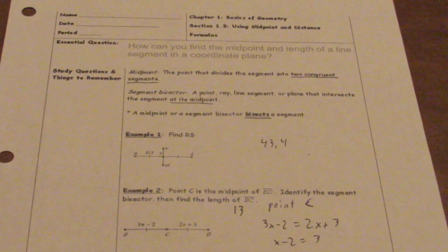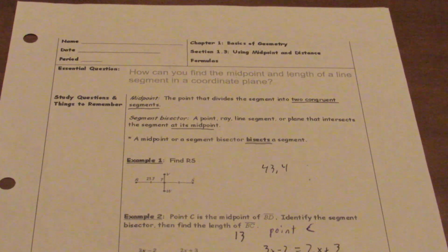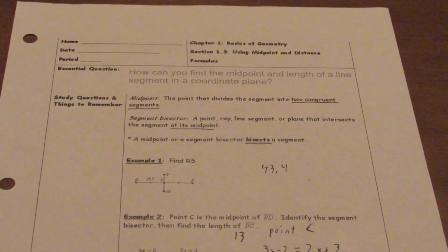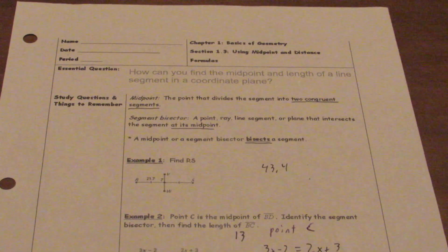Section 1.3, we're looking at using the midpoint and distance formulas. Our essential question, how can you find the midpoint and length of a line segment in a coordinate plane? Our answers would be midpoint formula for midpoint, distance formula for length.